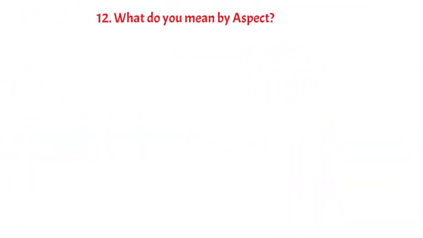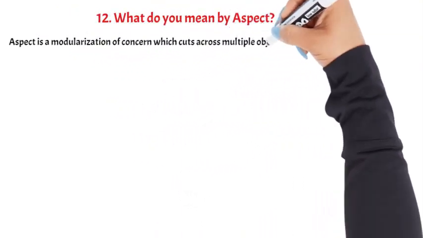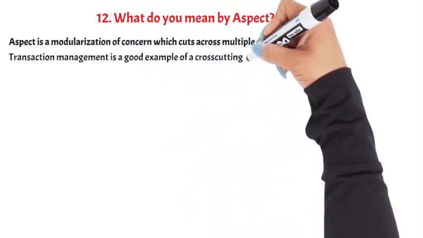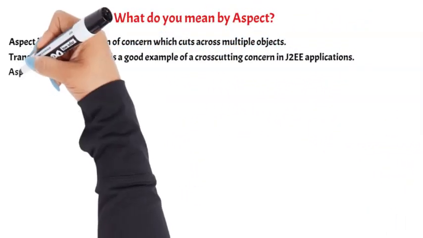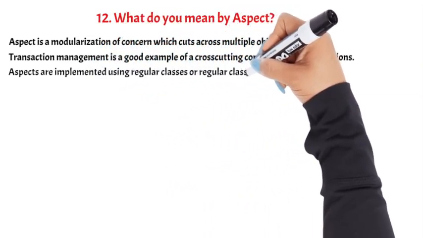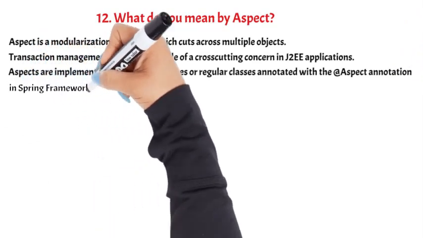12. What do you mean by aspect? Aspect is a modularization of a concern which cuts across multiple objects. Transaction management is a good example of a cross-cutting concern in J2EE applications. Aspects are implemented using regular classes or regular classes annotated with the @aspect annotation in the Spring Framework.